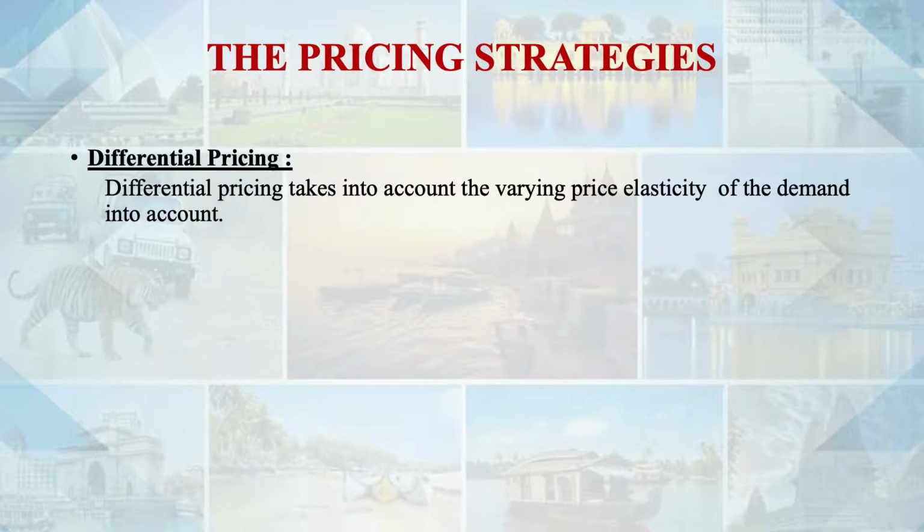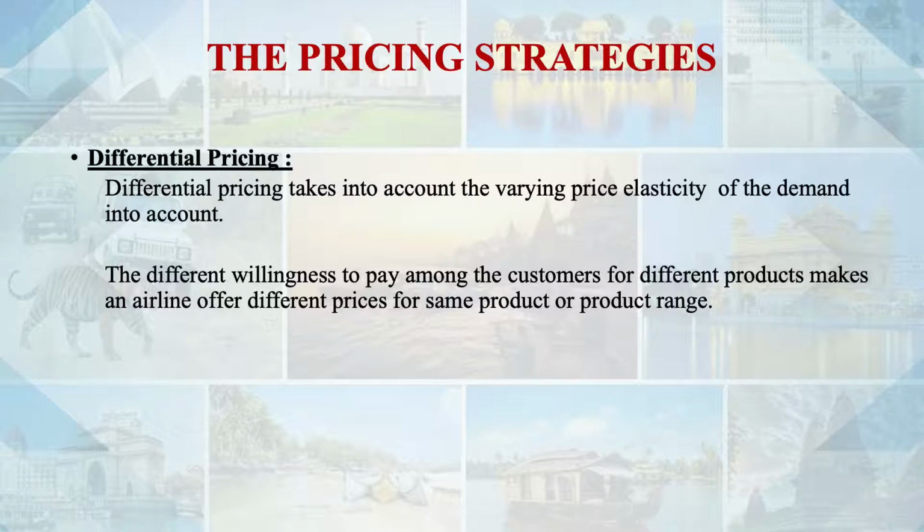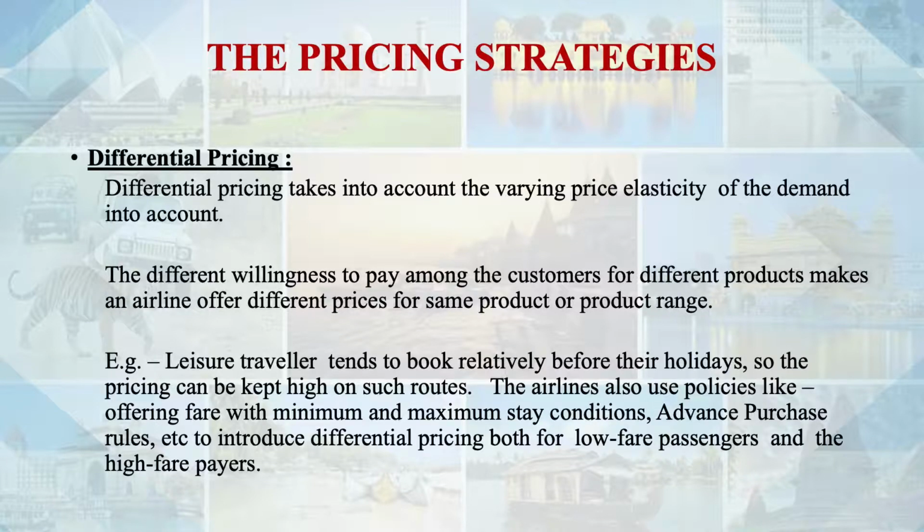The next one is differential pricing. Differential pricing takes into account the varying price elasticity of demand. The different willingness to pay among customers for different products makes an airline offer different prices for the same product or product range. For example, if the airline assumes that passengers are traveling to leisure destinations and will tend to book relatively before their holidays, it may start pricing seats on that route relatively higher. Based on the market response, the prices would then be altered accordingly. The airlines also use policies like offering fares with minimum and maximum stay conditions, advance purchase rules, etc., to introduce differential pricing both for low fare passengers and the high fare payers.